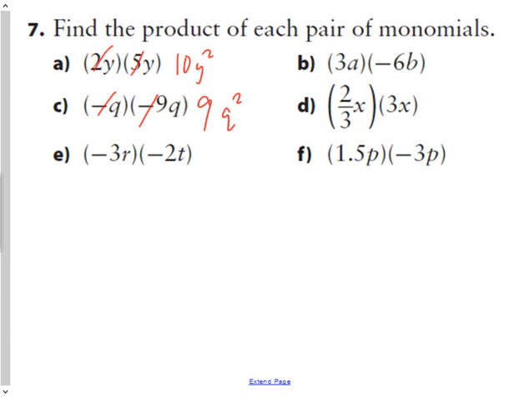Positive 9. Did I say negative 9? Sorry, positive 9q squared. In the next one, it's 2/3 multiplied by x, multiplied by 3, multiplied by x.